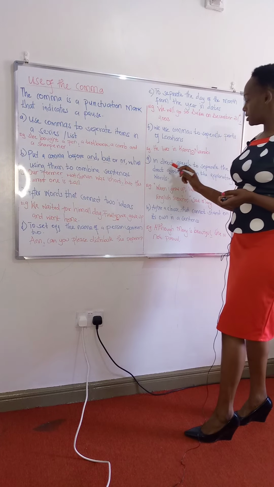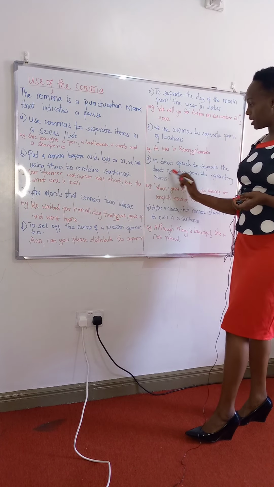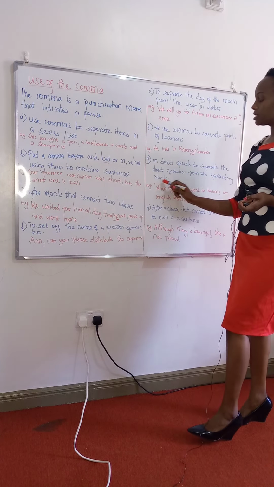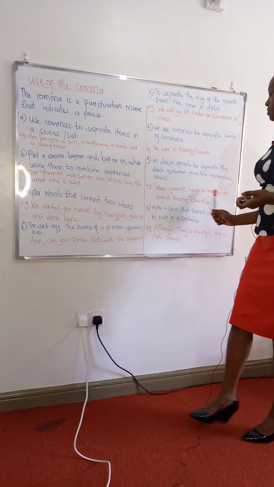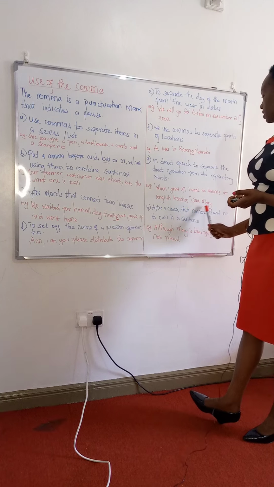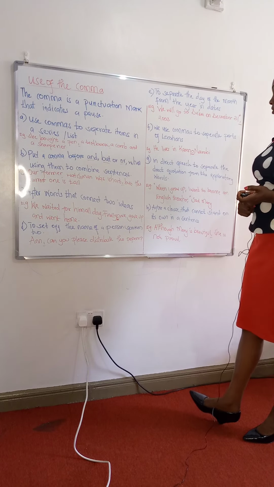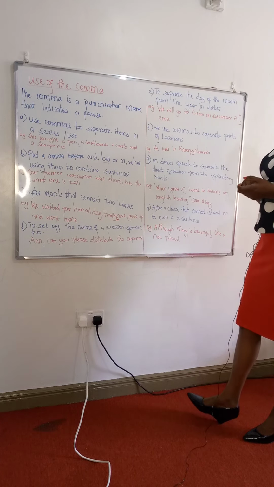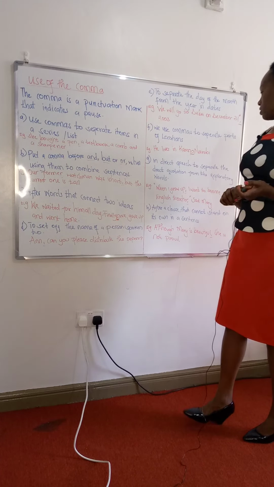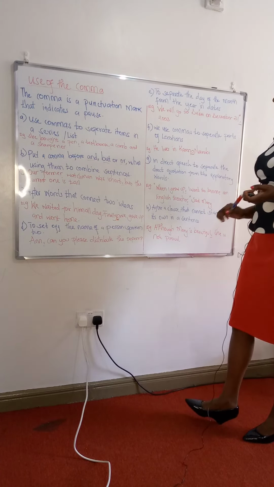It is used in direct speech to separate the direct quotation from the explanatory words. When I grow up, as an example, I want to become an English teacher, said Mary. In this example, we have used commas to separate the direct quotation from the explanatory words.